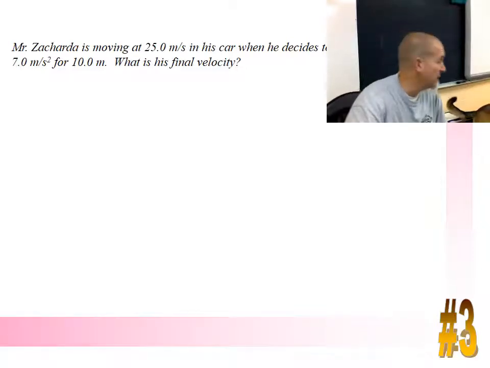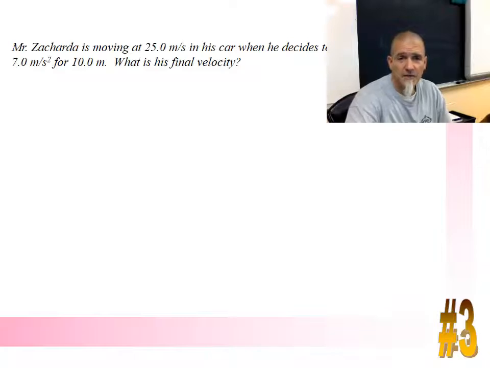But in any case, here's the problem we're going to work with. Mr. Zaccarda is moving at 25 meters per second in his car when he decides to start accelerating at 7 meters per second squared for 10 meters. And we want to know his final velocity. How fast is he going after all that occurs? Why don't you take a minute, see if you can pull out the givens, and maybe even draw a sketch of this situation.